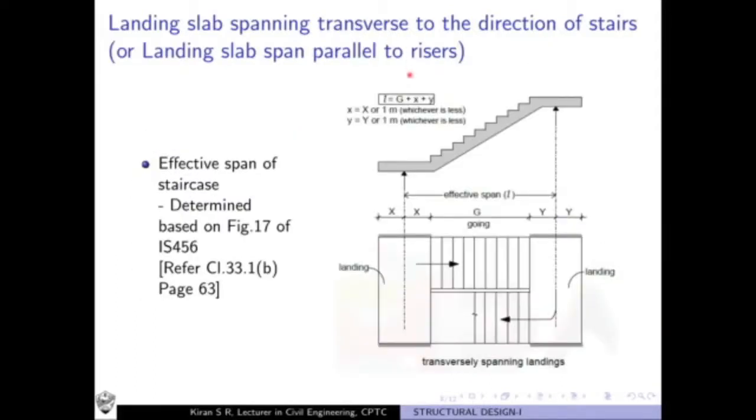Now you observe here you have a landing slab spanning transverse to the direction of staircase. You observe this figure. You have the staircase here, the flight of steps here, and the landing slabs are not supported at the end supports, end walls or beams. Instead, they are supported on either side like this, here as well as here. Okay, they are not supported here at the ends. So the spanning of landing slab is perpendicular to the direction of the flight of steps.